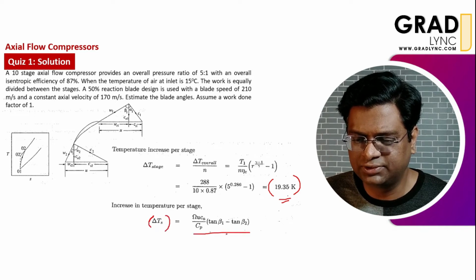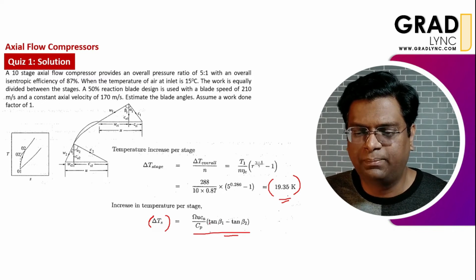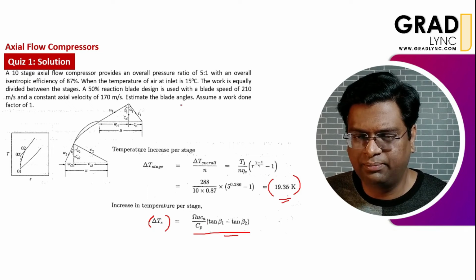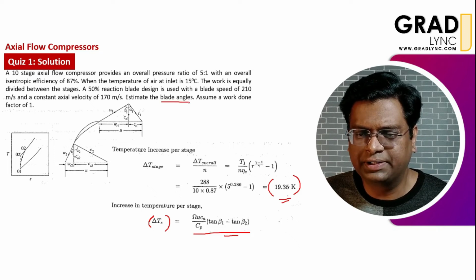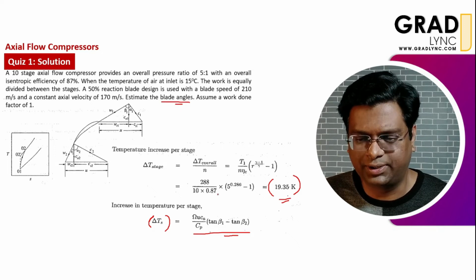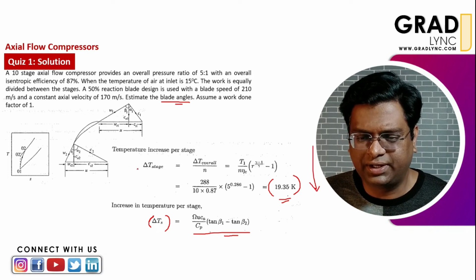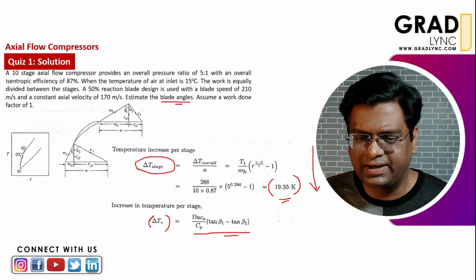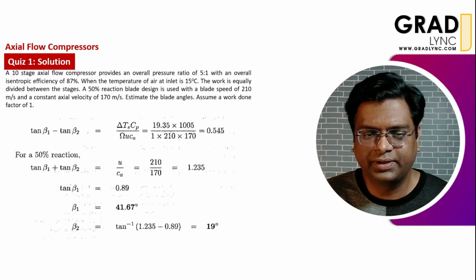And now if I know each stage temperature rise, I can represent the stage temperature rise in terms of blade angles. So this equation we have derived in the previous class. Please go through it if you are not familiar with this equation. So again, before moving on, the question here is we need to estimate the blade angles, that is beta 1 and beta 2. So that is the reason I am following this method. First I calculated the stage temperature rise, and then I am using that stage temperature rise to calculate the blade angles, right? Very interesting method here.